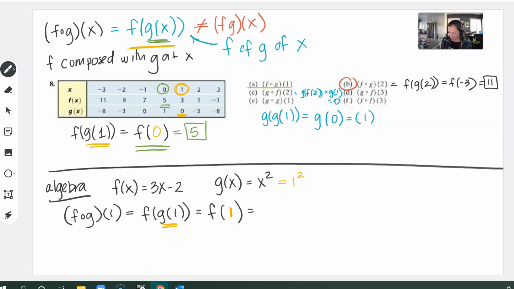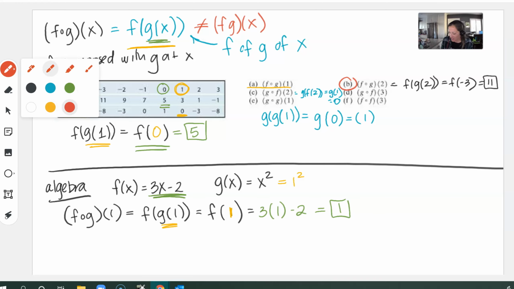And then we're plugging 1 into the second function. So we're going over here with that 1. So 3 times 1 minus 2, which is equal to 1 again. This is what happens when you make up your own problems. You get a bunch of 1s.